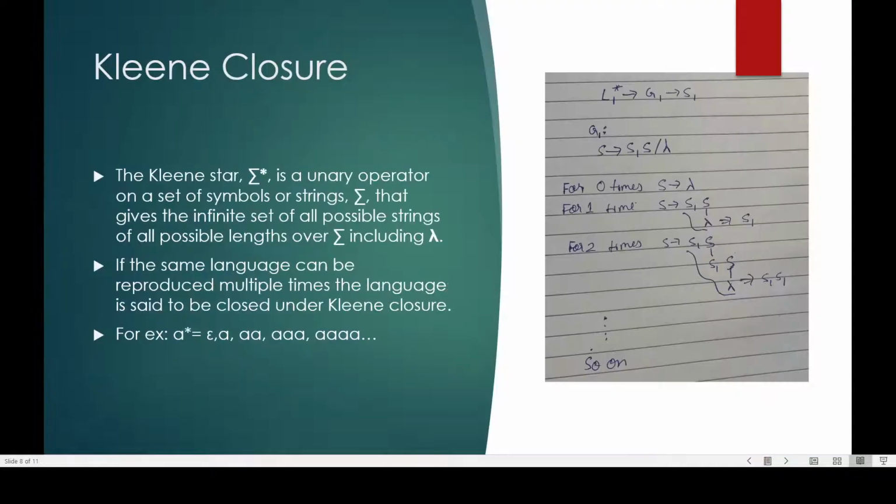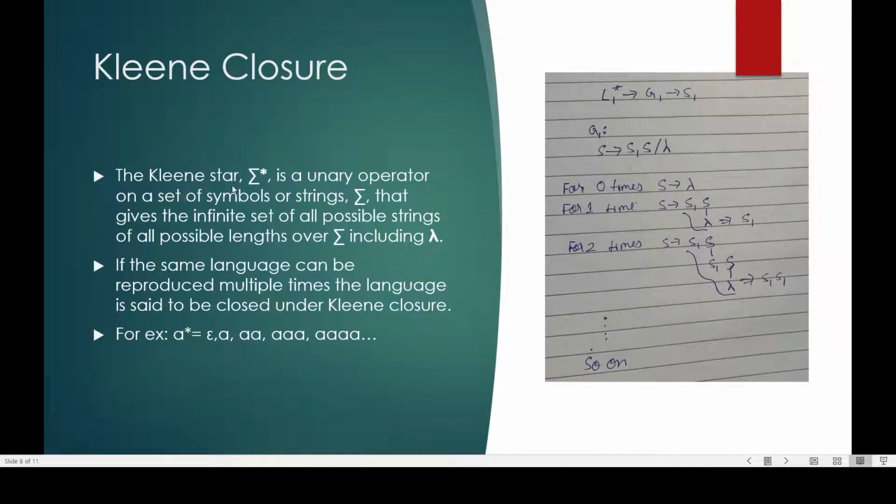So now let's move on to Kleene closure. Kleene closure is also known as Kleene star. The Kleene star is a unary operator on a set of symbols or strings that gives the infinite set of all possible strings of all possible lengths over sigma, including lambda. Lambda is the same as epsilon.